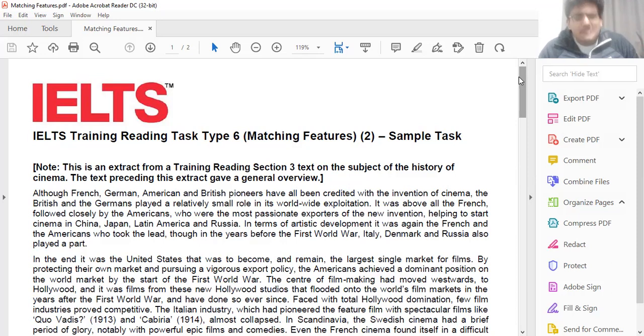The first paragraph. Just make sure that you always pause after punctuations, that is commas, apostrophes, full stops. That's a very important facet of the English language, okay? Although French, German, American, and British pioneers have all been credited with the invention of cinema, the British and the Germans played a relatively small role in its worldwide exploitation.